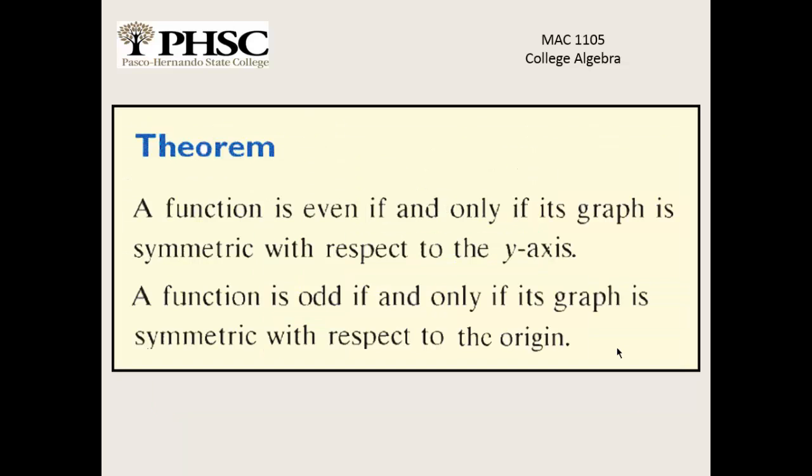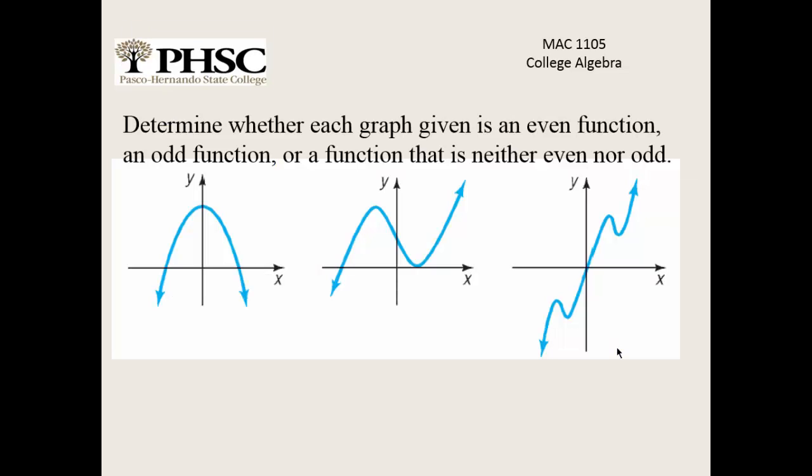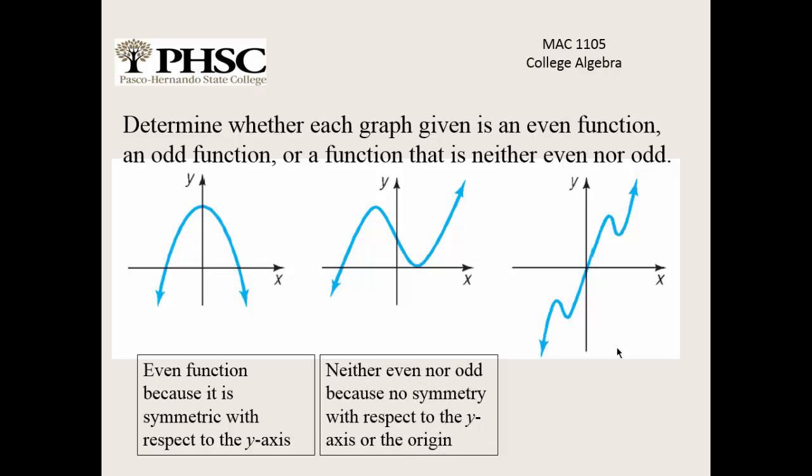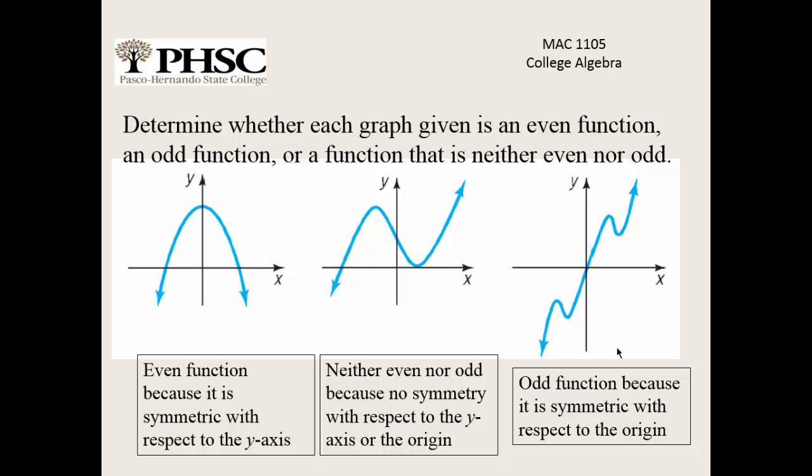So the theorem states that a function is even if and only if its graph is symmetric with respect to the y-axis. A function is odd if and only if its graph is symmetric with respect to the origin. So here we have the graph of 3 functions, and we're going to determine whether they're even, odd, or neither. The first one is an even function because, as you can see, it is symmetric with respect to the y-axis. The y-axis acts as a mirror. The second function is neither because it's not symmetric with respect to the y-axis or the origin. And the last one is an odd function because it is symmetric with respect to the origin.